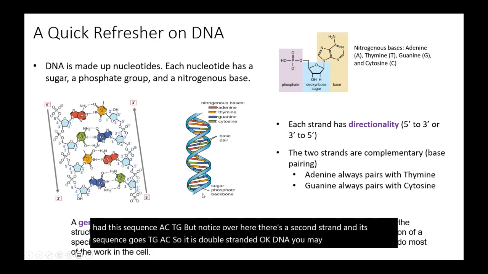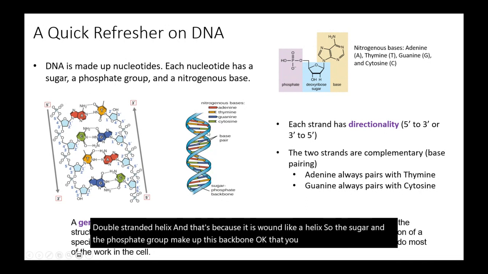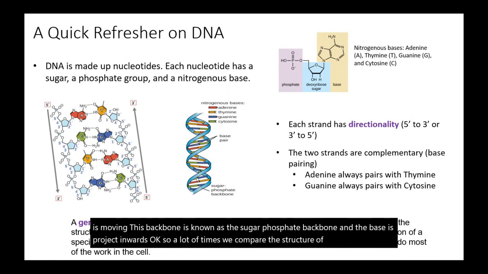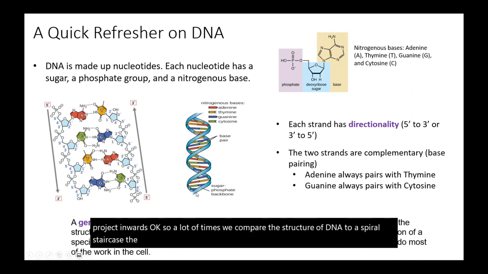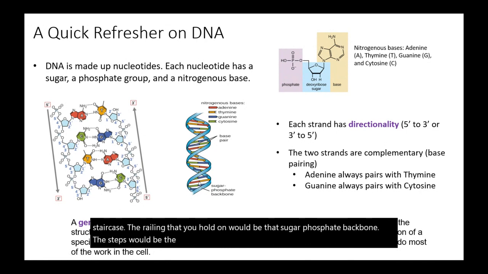DNA, you may have heard, is a double-stranded helix, and that's because it is wound like a helix. So the sugar and the phosphate group make up this backbone that you can see where my mouse is moving. This backbone is known as the sugar phosphate backbone, and the bases project inwards, okay? So a lot of times we compare the structure of DNA to a spiral staircase. The railing that you hold on to would be that sugar phosphate backbone. The steps would be the nitrogenous bases.